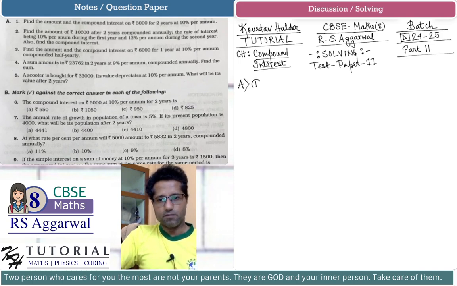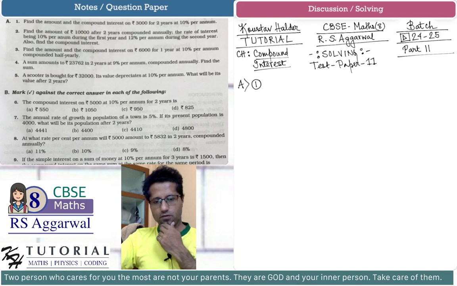Section A, problem number 1. Find the amount and the compound interest on rupees 3000 for 2 years at 10% per annum. Now, it is not given whether the interest is being compounded annually or half yearly or quarterly, so the conversion period or the unit of time is not given. As per my theoretical discussion, I denote the letter U for unit of conversion or unit of time. So by default, we will assume U to be 12 months. That is, the interest is being compounded annually.